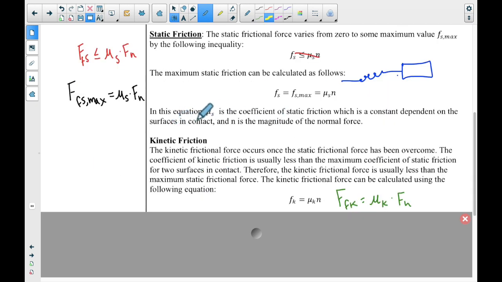Okay, and then here we talk about what this mu is. In this equation, mu sub s is the coefficient of static friction, which is a constant dependent on the surfaces in contact. And n, which we call F sub n, is the magnitude of the normal force. I can show you in class a table that has different values on it, but basically consider ice on ice. That's going to have a very small coefficient of friction, whereas Velcro might have a very high coefficient of friction. And so the constant is that mu. That'll tell us how slippery or how frictiony a certain surface is.